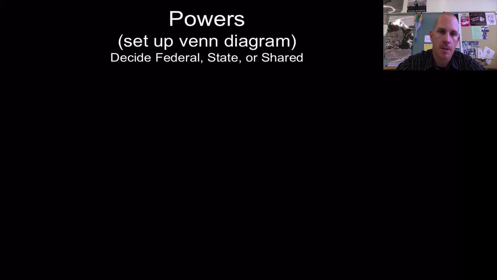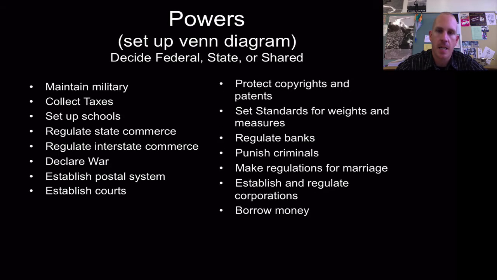And here are the powers between the federal government and state government. So pause the video right now, set up a Venn diagram, and put each of these things into either a federal power, a state power, or a shared power. So again, pause the video, take a moment, write these things in there, and we'll come back in a second.